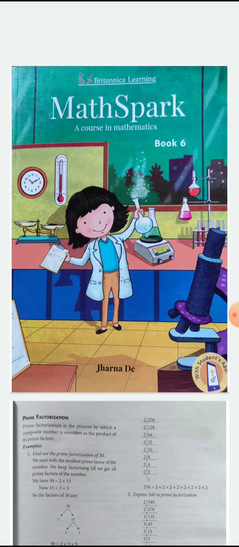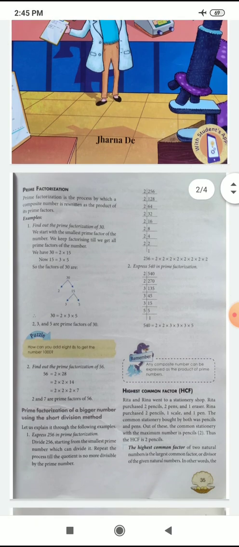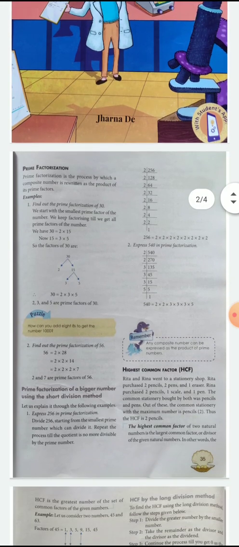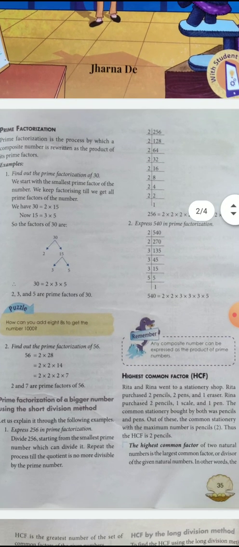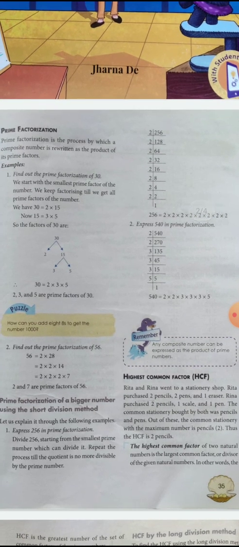Let's continue our chapter 3, prime factorization. Prime factorization is a process by which a composite number is rewritten as the product of its prime factors. For example, number one, find out the prime factorization of 30.